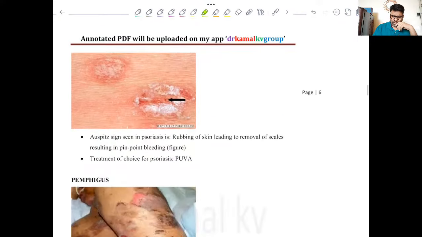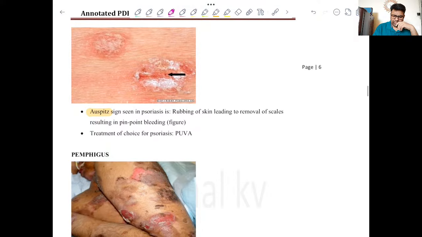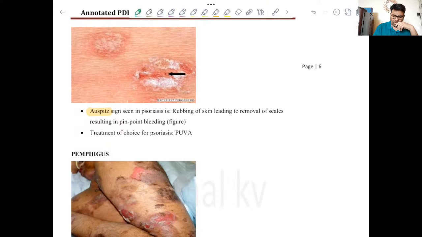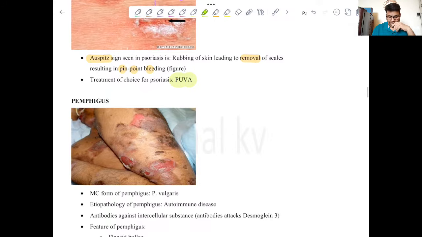Then we can see the Auspitz sign, where if we try to remove the scales, that results in pinpoint bleeding. Clear? So here there is pinpoint bleeding. Rubbing of the skin leading to removal of scales results in pinpoint bleeding. That's the Auspitz sign. And treatment is by PUVA therapy, that is psoralen plus ultraviolet A rays.